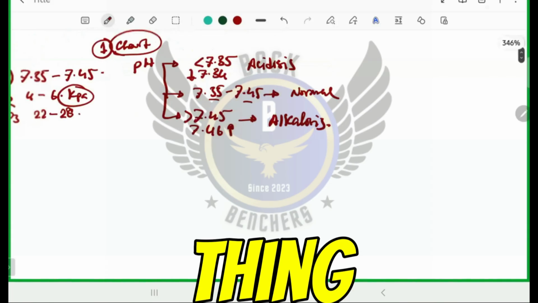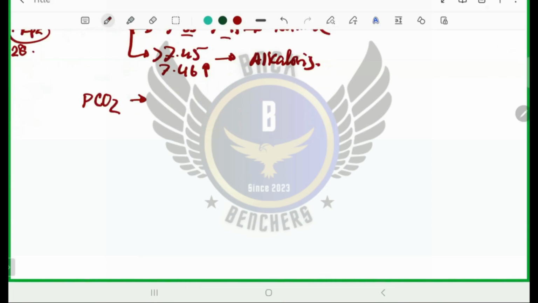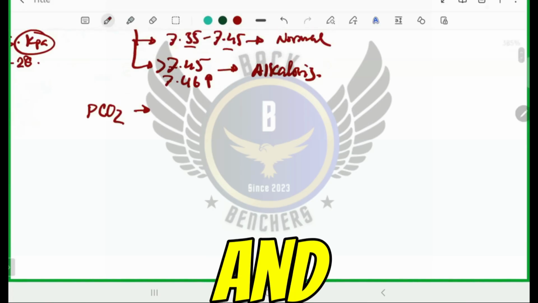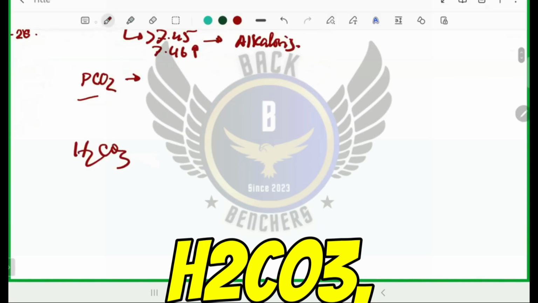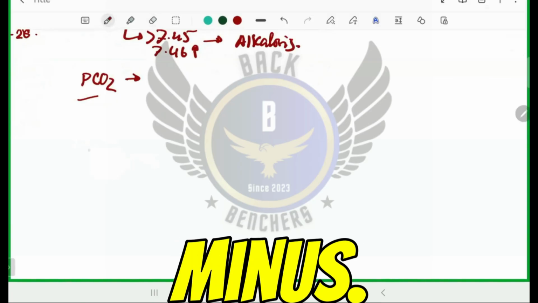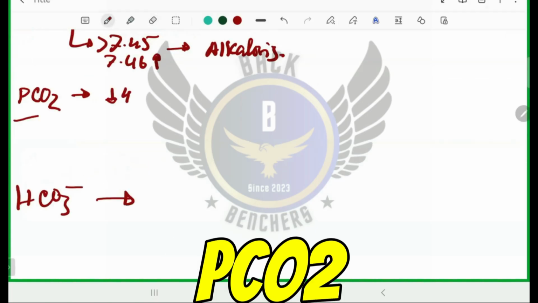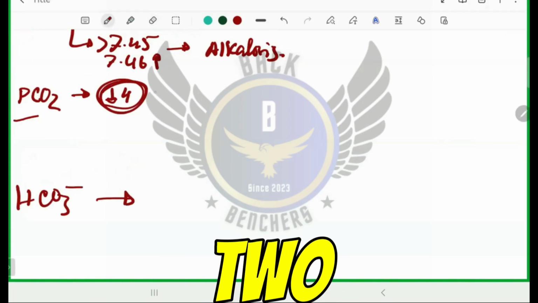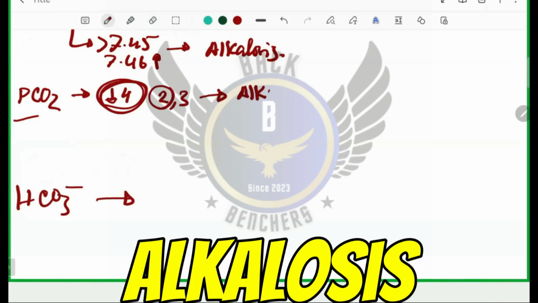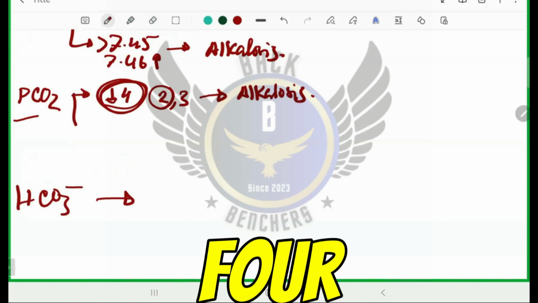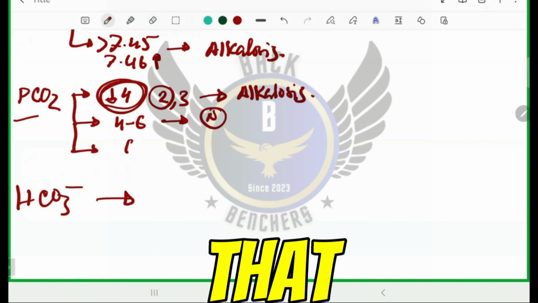We do the same thing with partial pressure of carbon dioxide. We just take three things: pH, PCO2 and H2CO3 or bicarbonate. H2CO3, HCO3 minus. It dissolves into proton and this one. Anyway, PCO2, if it's lower than 4, that is 2, 3 or anything, that is alkalosis. If it's between 4 to 6, that is normal. If it's more than 6, that is acidosis.